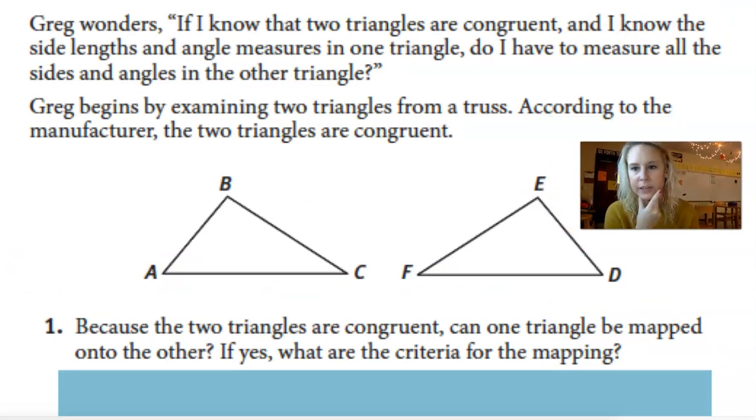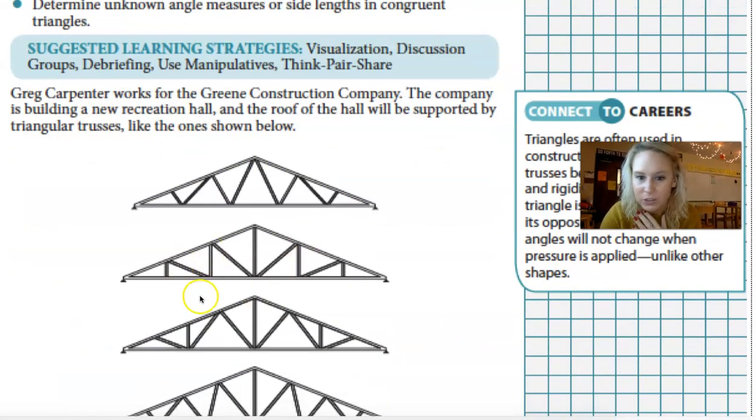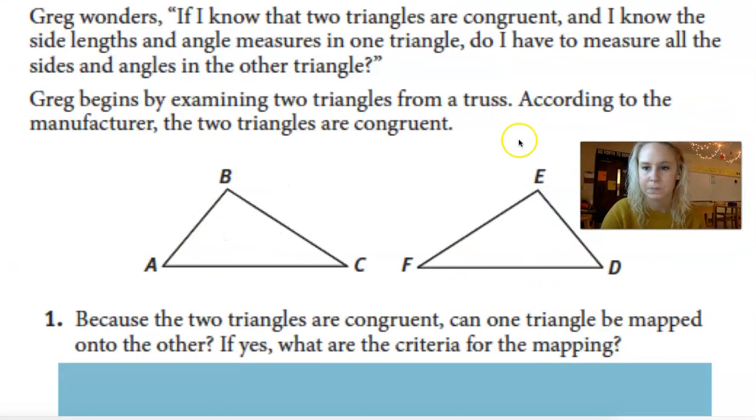Greg is wondering, if I know that two triangles are congruent, and I know the side lengths and the angle measurements in one triangle, do I have to measure all the sides and the angles in the other triangle? So Greg is trying to do less work. So he doesn't want to measure every single one of these triangles. If he figures out part of it, he's saying it's a reflection. So can I use that knowledge of congruent triangles to save him some time?